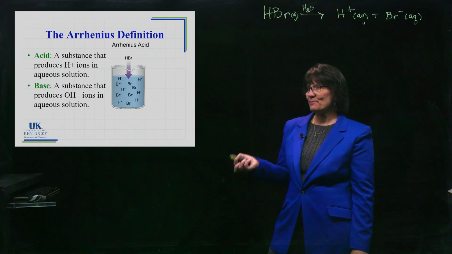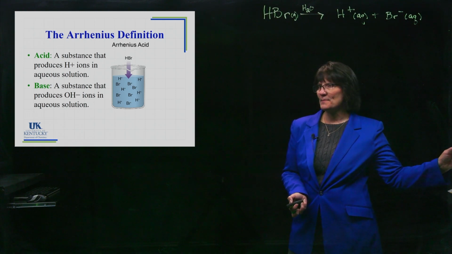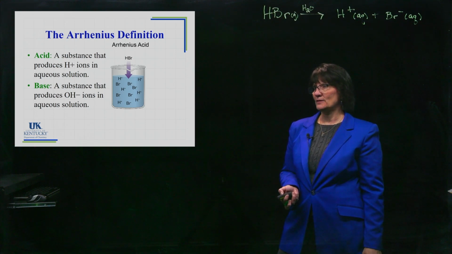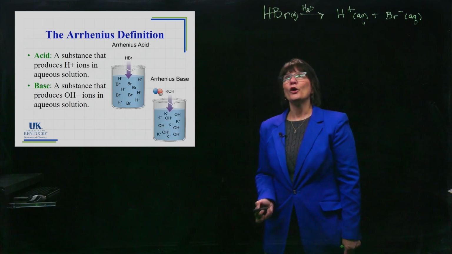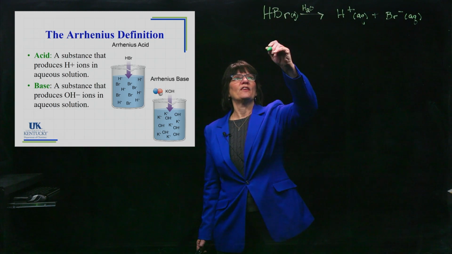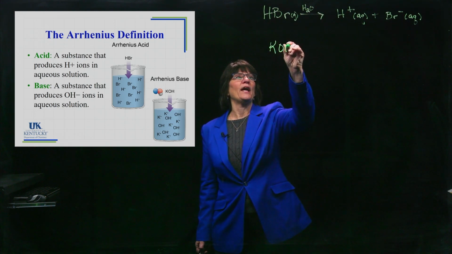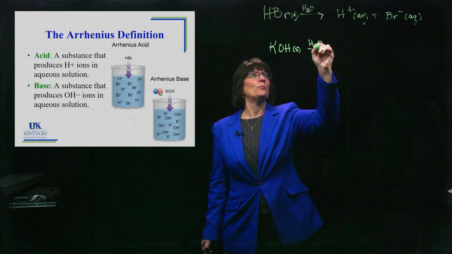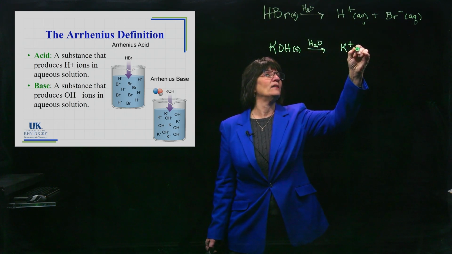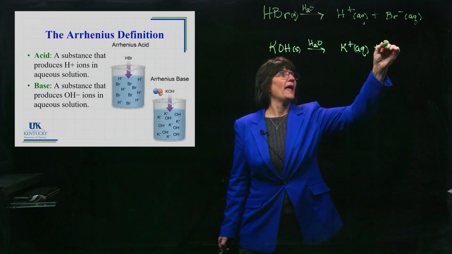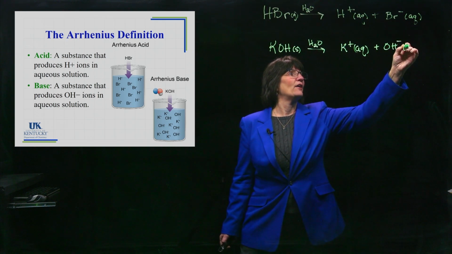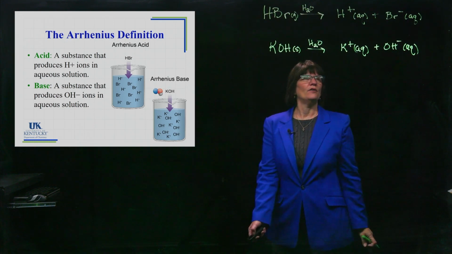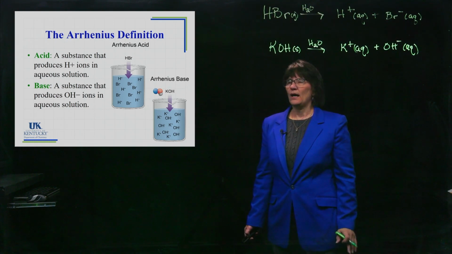Now, what is an Arrhenius base? An Arrhenius base would be a substance that, when you put it in water, produces OH- ions. So here's an example. All your metal hydroxides would fit this category. So this is an example of KOH. It's a solid. When you put it into water, it will break apart into K+ ions that are dissolved in water and OH- ions that are dissolved in water. So that meets the definition of an Arrhenius base.